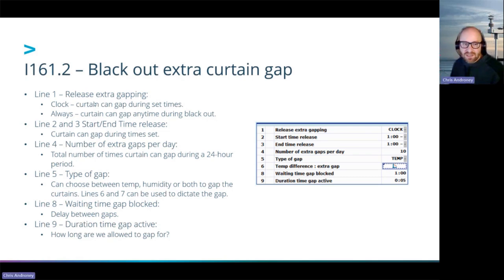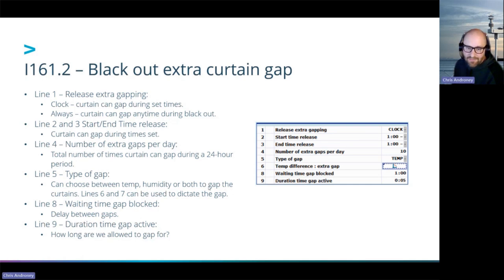Again, we can set a release for the extra gapping. So if we set as a clock, we're going to get a start time and an end time. We're going to say, okay, the gap for the blackout curtains can operate between these set times. Line number 4 is number of extra gaps per day. So that's going to be the total number of times the curtain can gap during a 24-hour period. So what we're saying here is, okay, we can gap. We don't want to gap too much because we might get a little bit extra radiation coming in. You can say, okay, I only want 10 gaps throughout the day.